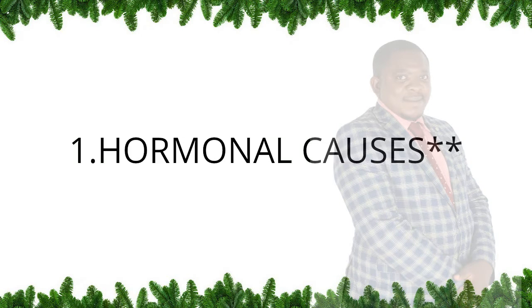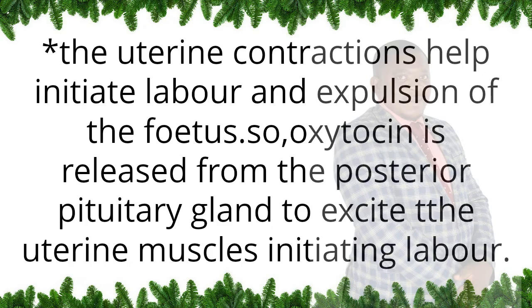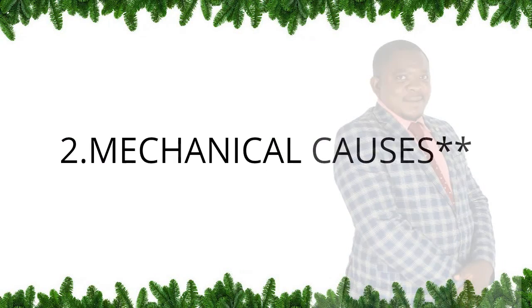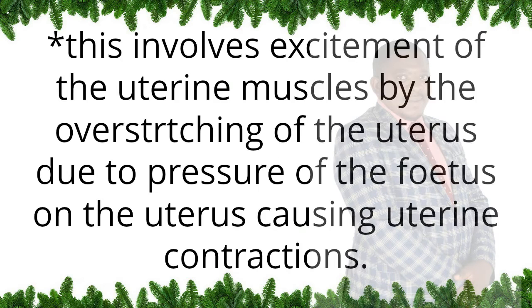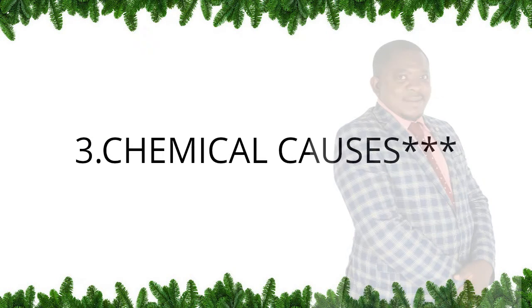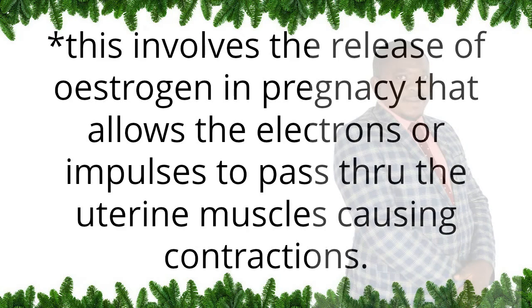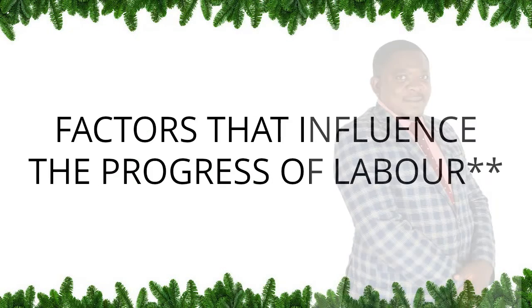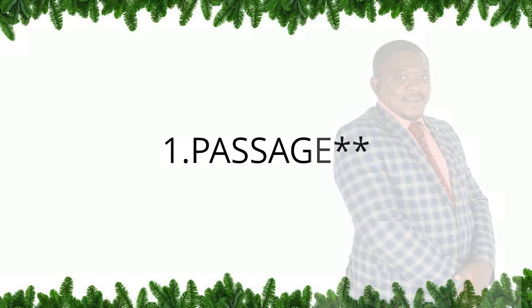1. Hormonal causes. The uterine contractions help initiate labor and expulsion of the fetus. Oxytocin is released from the posterior pituitary gland to excite the uterine muscles, initiating labor. 2. Mechanical causes. This involves excitement of the uterine muscles by the overstretching of the uterus due to pressure of the fetus on the uterus, causing uterine contractions. 3. Chemical causes. This involves the release of estrogen in pregnancy that allows the impulses to pass through the uterine muscles, causing contractions.